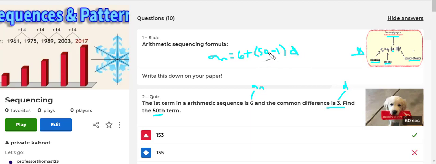50 minus 1 is going to be 49, and the d is going to be 3 on that one. 49 times 3 is 147. 147 plus 6 from here is going to give you 153, and that's going to give you the red choice here. If you got that one wrong, it's just simply taking from your problem and throwing it into the formula.